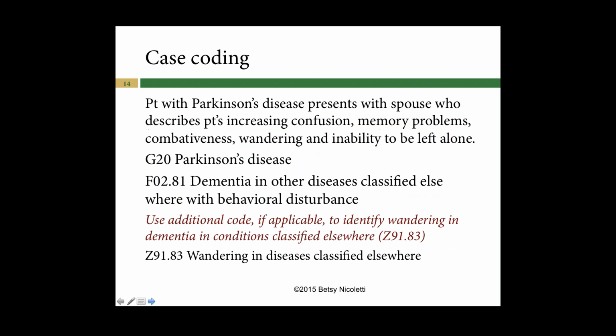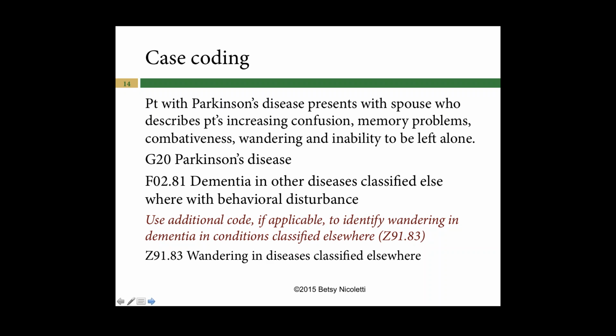So what does that look like? Patient with Parkinson's disease presents with a spouse who describes confusion, memory problems, combativeness, wandering, and inability to be left alone. So if we went to dementia, it would say to us, code the underlying condition, and that's what we would do. We would code first the Parkinson's, and then we would code the dementia in other diseases classified elsewhere with behavioral disturbance, because the spouse reported combativeness and inability to be left alone.